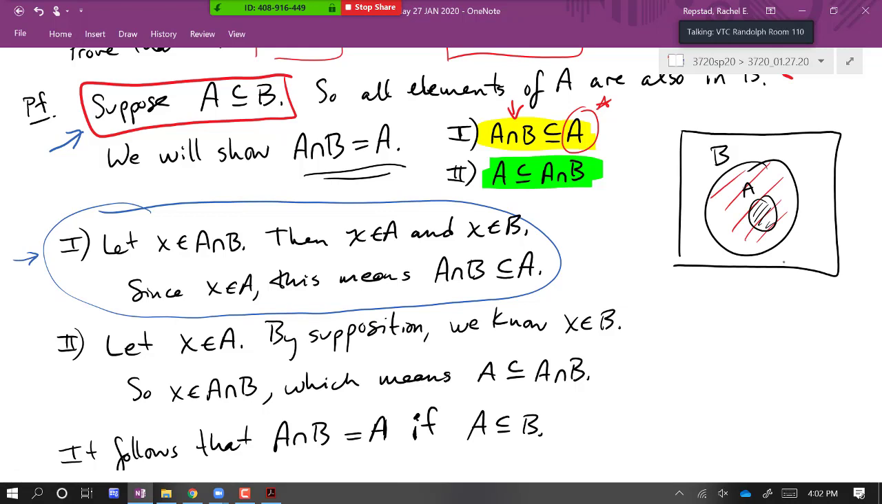You could probably construct an argument, not unlike this one, to say that if A is a subset of B, then A union B is equal to B, and construct a similar type of argument here. Did I answer your question? Okay. Other questions?